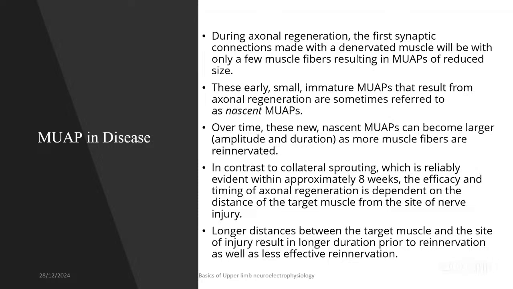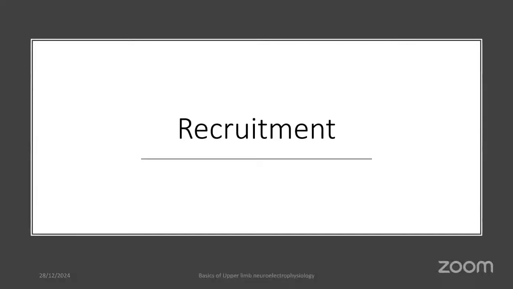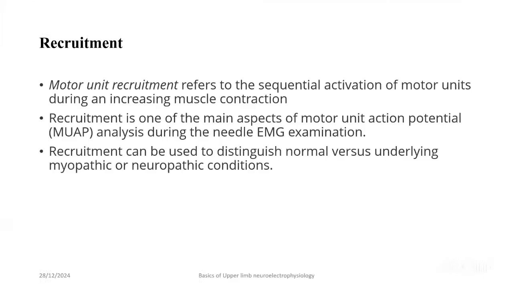In contrast to collateral sprouting, which is really evident within approximately 8 weeks, the efficacy and timing of axonal regeneration is dependent on the distance of the target muscle from the site of the nerve injury. The longer the distance between the target muscle and the site of injury, the longer the duration prior to reinnervation as well as less effective reinnervation. So that brings us to the recruitment pattern.